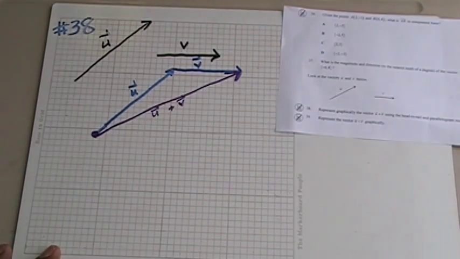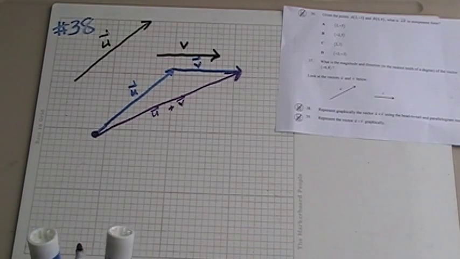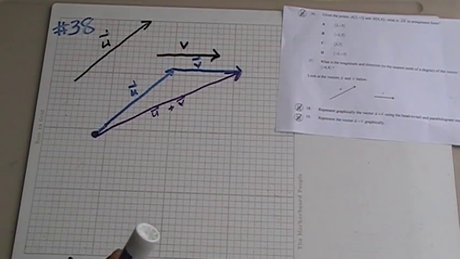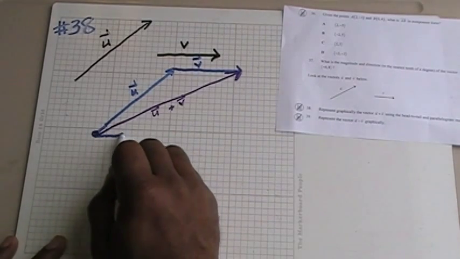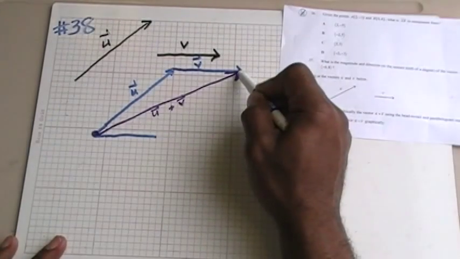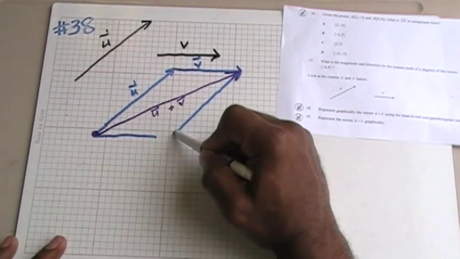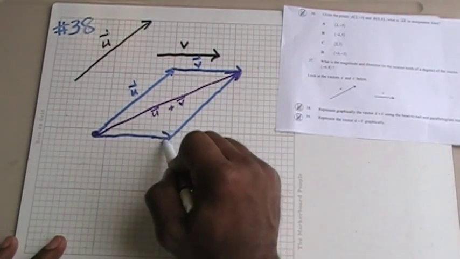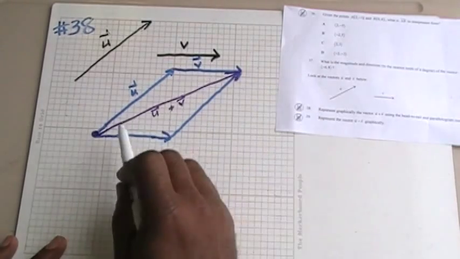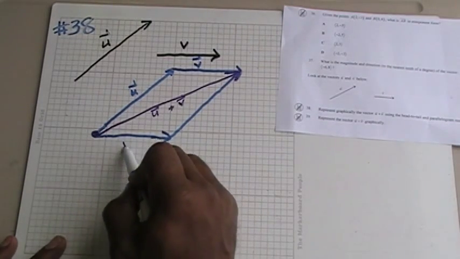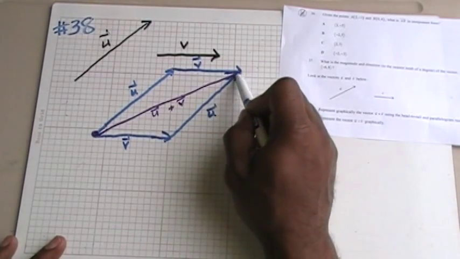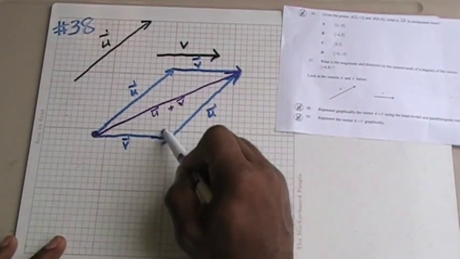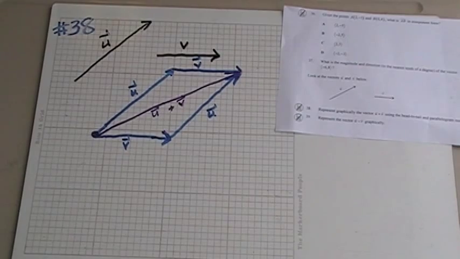Now it says use the parallelogram method. I tend to think we are going to just make a parallelogram. Here you're saying u plus v this way, and this way you're going to say v plus u, with your arrows going in the proper direction. And we have our parallelogram method.